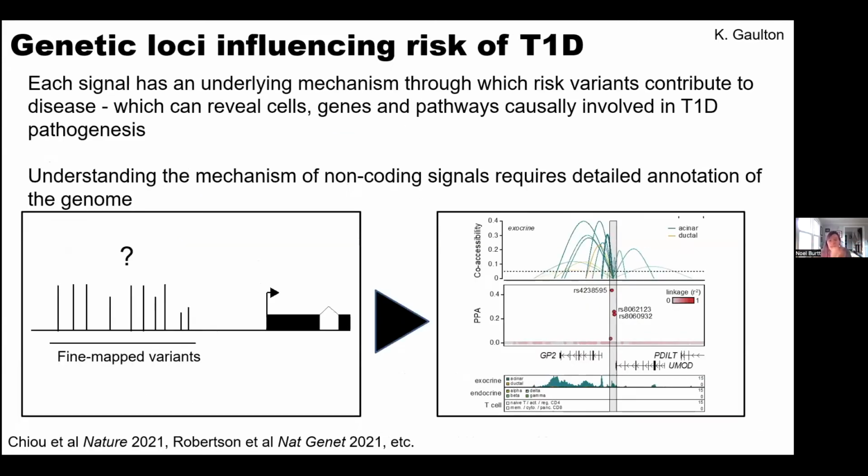And each signal has an underlying mechanism by which the risk variant contributes to the disease. And that can help reveal the cell type, the gene, the pathway underlying that mechanism. So our goal is to understand the mechanism of these signals, and you can do this by getting detailed annotation of the genome along with the human genetics.